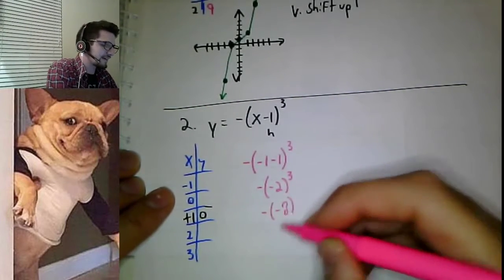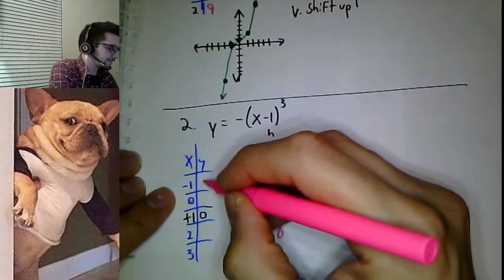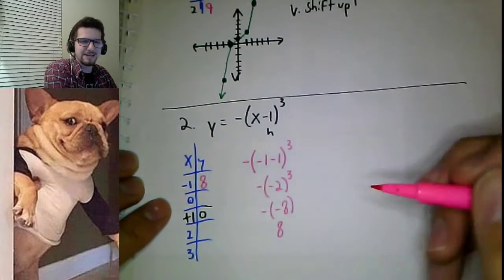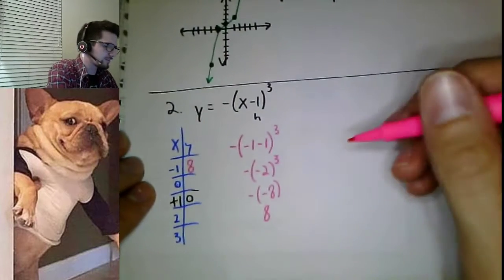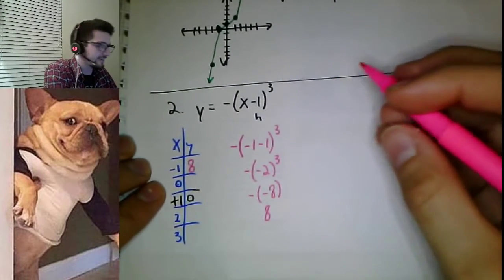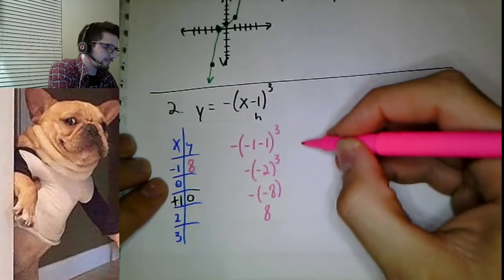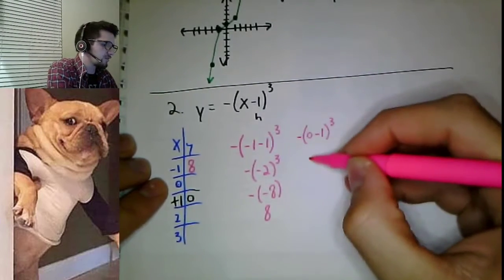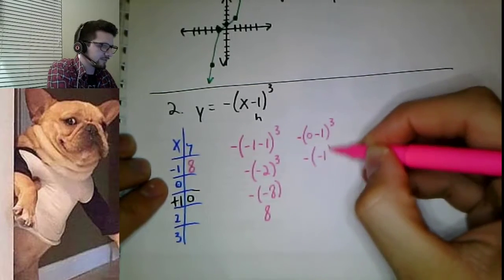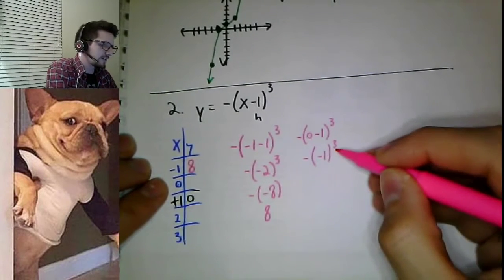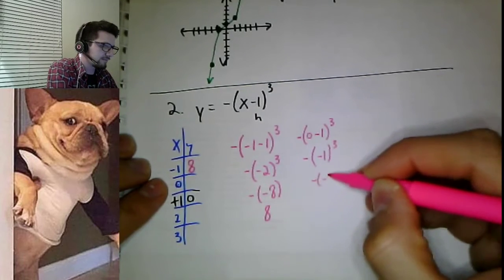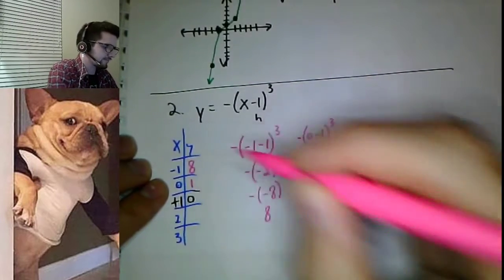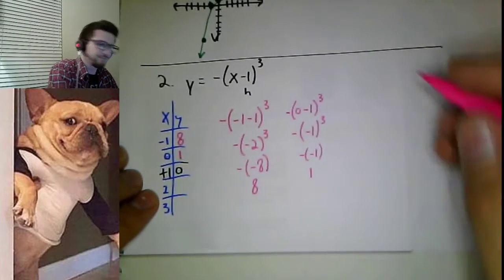And then -8 gives me +8. That double negative might give you trouble. That's why I made this a homework problem and not a quiz problem. It's tricky. What if I plug in a 0? 0 minus 1 cubed. What's 0 minus 1? -1. What's -1 cubed? It's -1. What's double -1? +1. What if I plug in a 2?